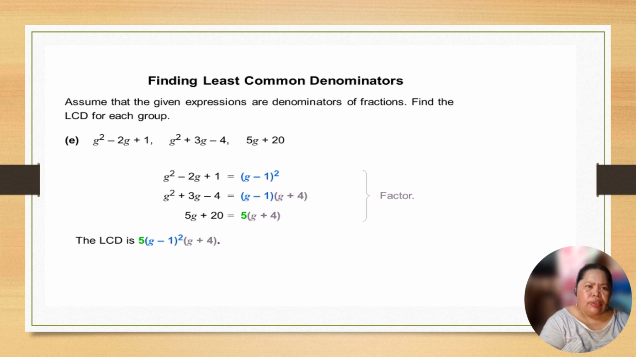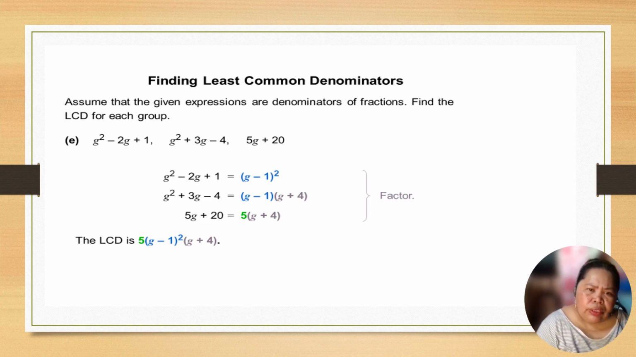Let's have another example. Now assume that these are denominators of a fraction: g squared minus 2g plus 1, and also g squared plus 3g minus 4, and 5g plus 20. That means we have three denominators. For g squared minus 2g plus 1, that is g minus 1 squared. For g squared plus 3g minus 4, that's g minus 1 times g plus 4. For 5g plus 20, the common factor is 5, so 5 times g plus 4.